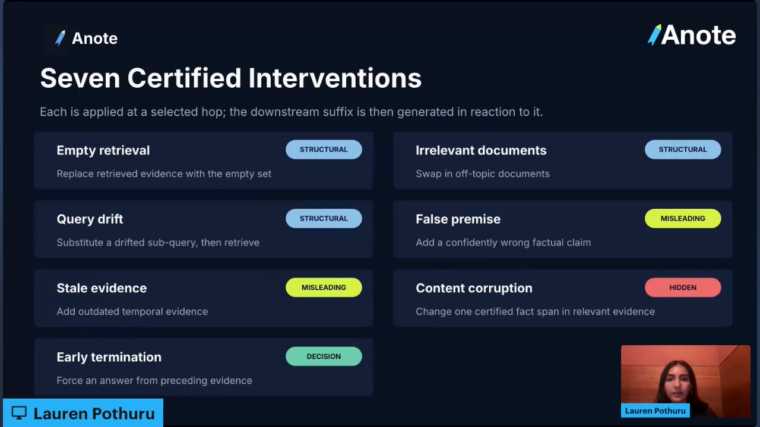And so here are the different error cases that I added. So we supported 7 certified interventions, and I've grouped them by what they attack on the screen. So the structural ones, empty retrieval, irrelevant documents, and query drift tend to be visible in the trace. And then misleading ones like false premises and stale evidence keep the evidence there but plant a wrong claim, which will surface in the final answer. And then content corruption is a hidden case, and I'll delve into it a little bit deeper in the next couple slides.